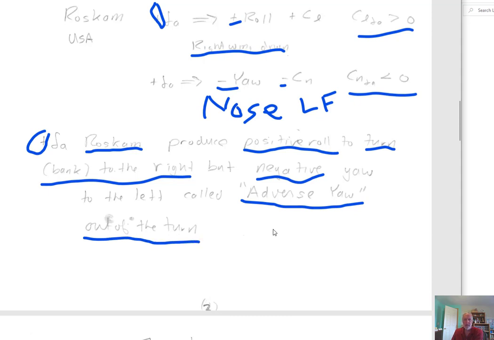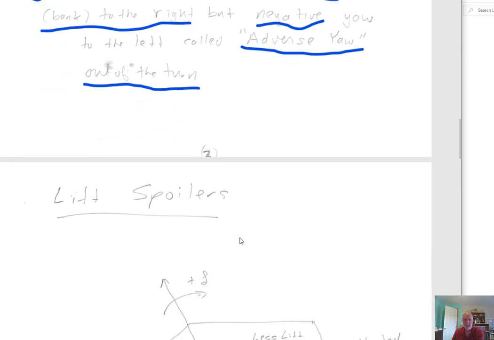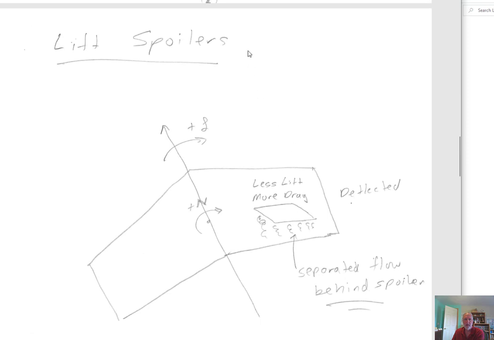So that's an unintended side effect of the deflection of the ailerons on the airplane. The intended effect is the roll or the bank, but then you yaw out of the turn. So one way to deal with that is to add something called lift spoilers to the airplane.